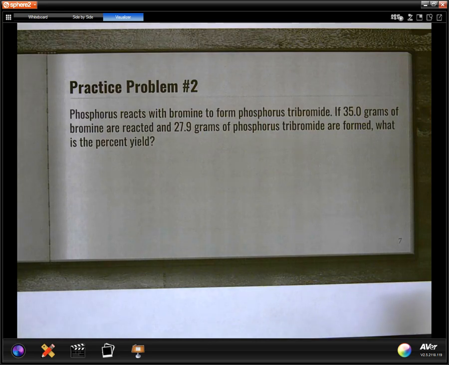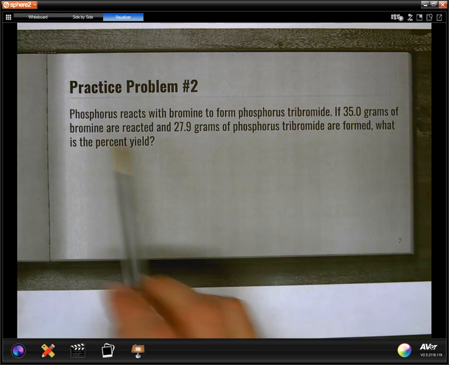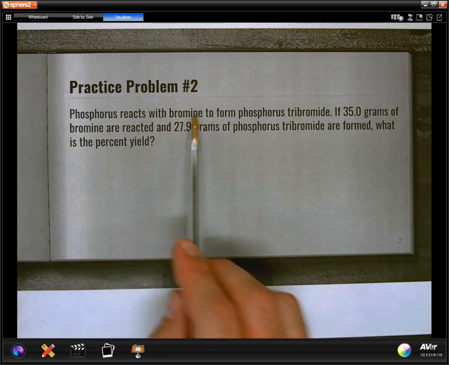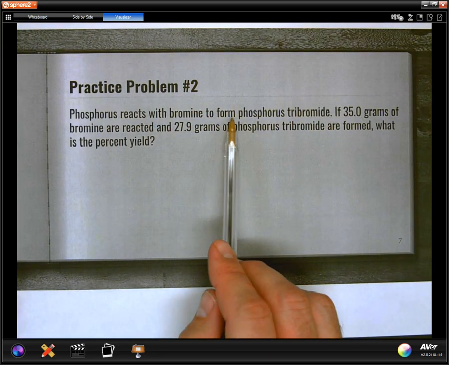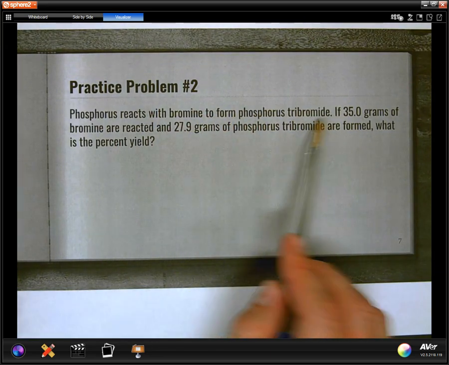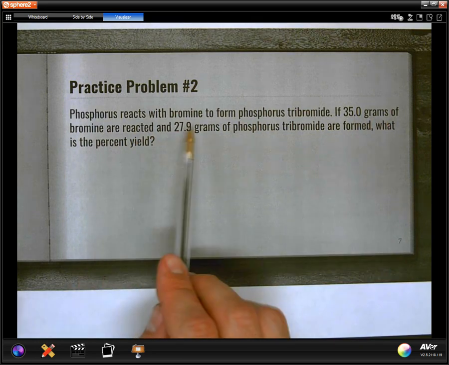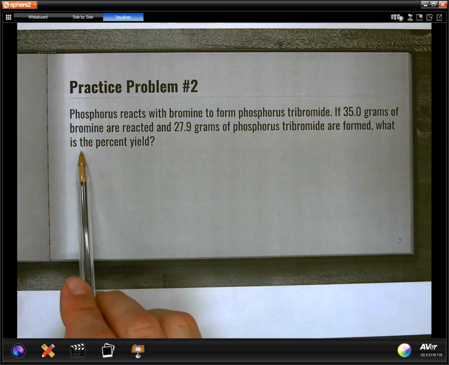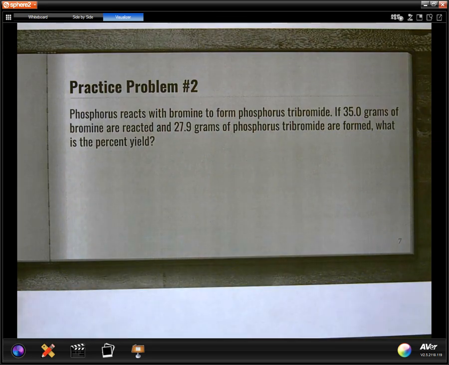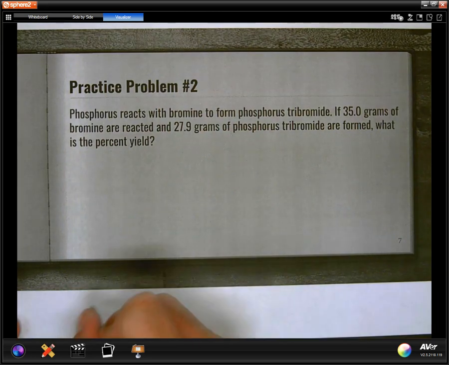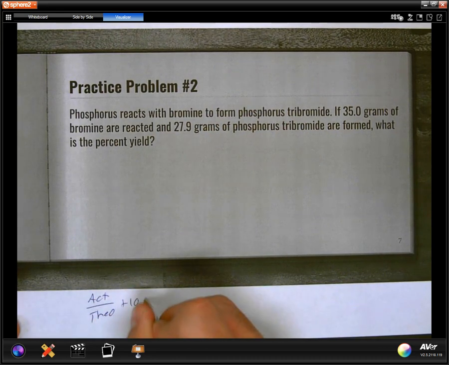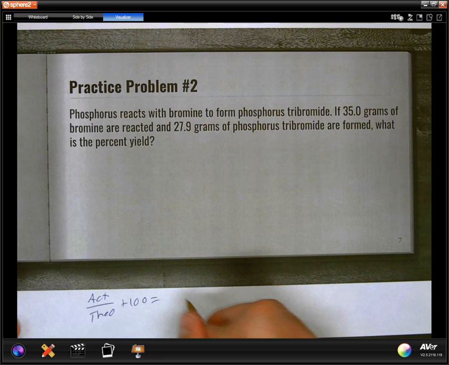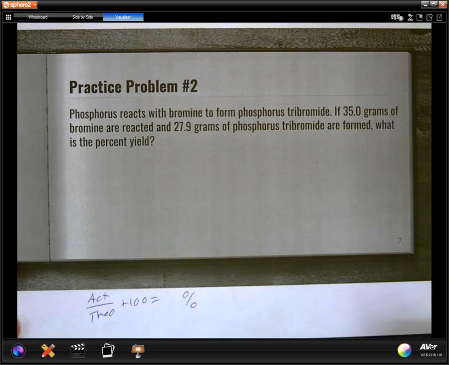Okay, so as we get started here, we need to read the problem. Phosphorus reacts with bromine to form phosphorus tribromide. If 35 grams of bromine are reacted and 27.9 grams of phosphorus tribromide are formed, what is the percent yield? So again, we're doing a percent yield equation, so it's actual over theoretical. That's my overall goal here. So I'm going to do that down here on the bottom, but I got to get some things set up.